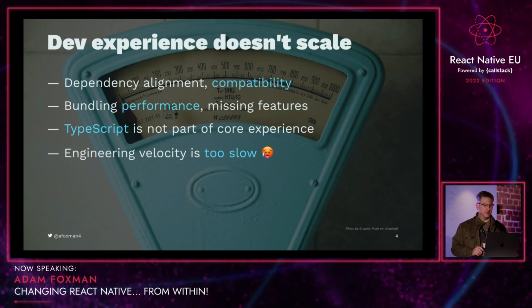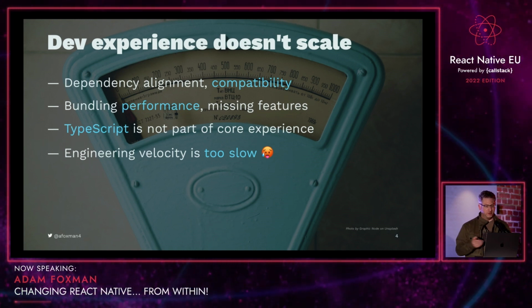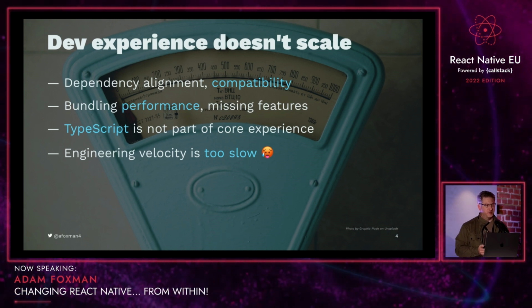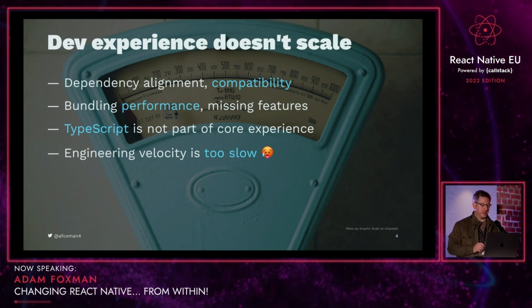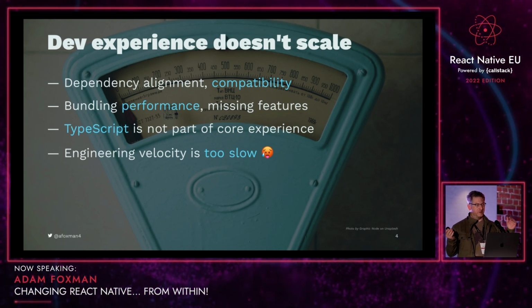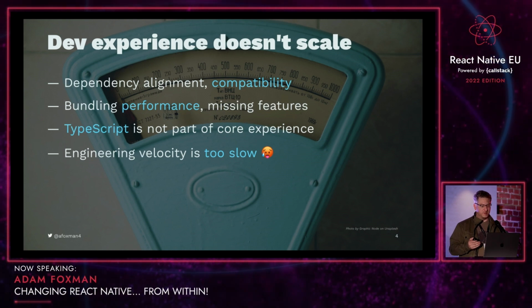Yarn hoisting and PNPM isolation sort of really cause this. And I mean, in the best case scenario, your bundle gets too big, but in the worst case scenario, if there's global state involved, having two copies of a package in your app is bad news.